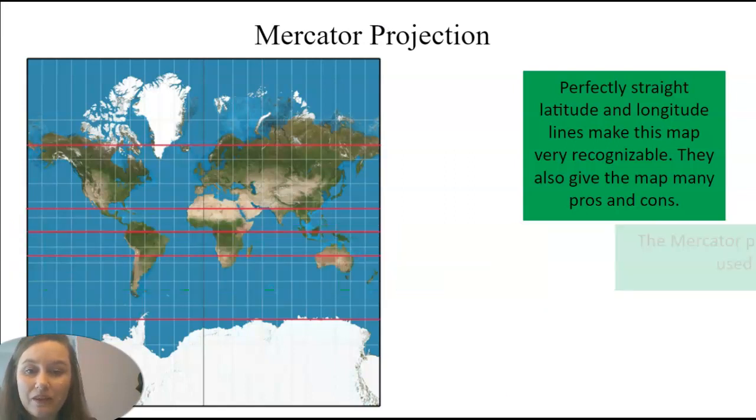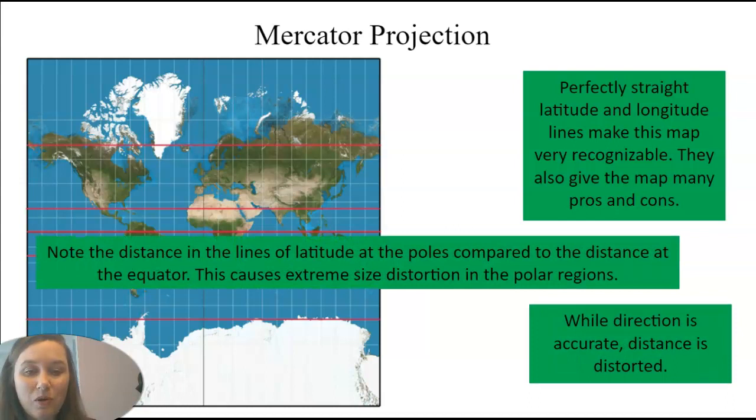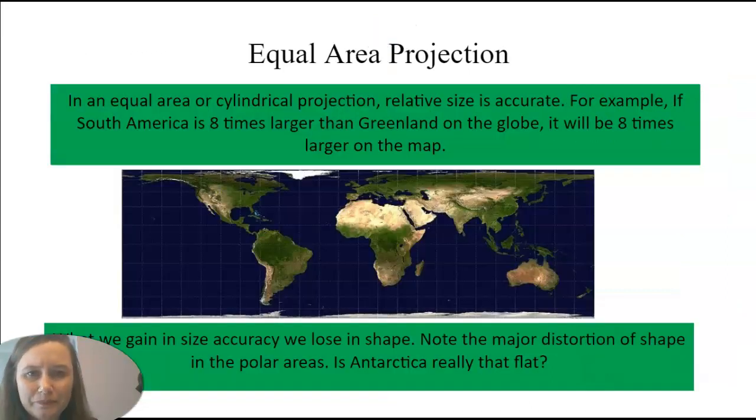However, the distance between the lines of latitude at the poles compared to the distance at the equator is wrong. This causes huge size distortion, especially in the polar regions. Antarctica is not nearly that big. And direction is accurate, but distance is very distorted. So the distance isn't quite what we need it to be to really understand how far apart things are located.